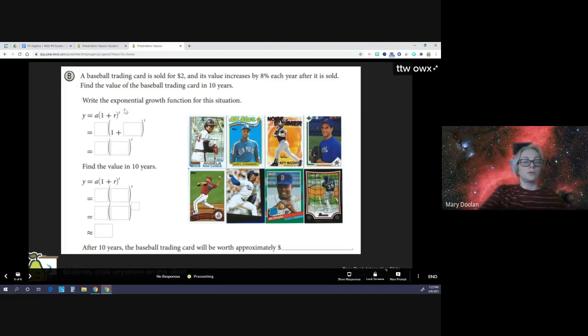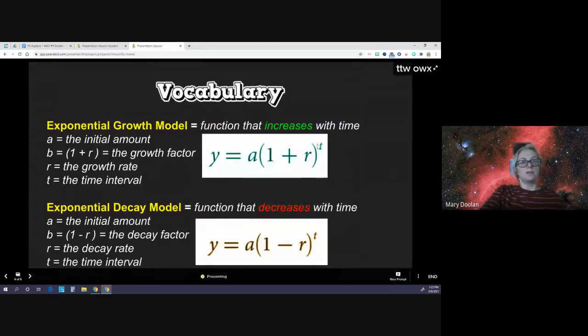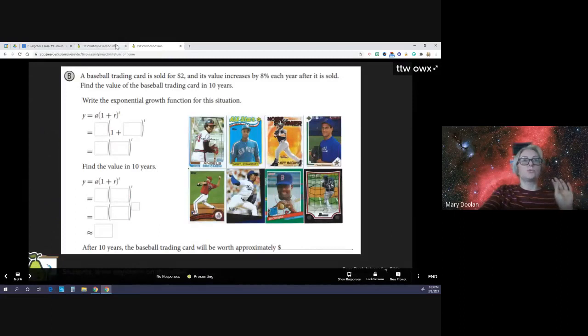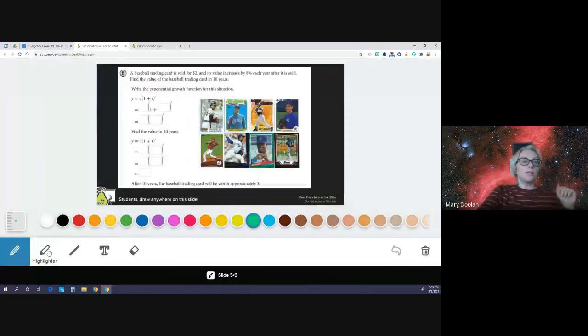The growth formula: y equals a times 1 plus r to the t power. This is exactly what we had right here. And so we're just going to plug in the values. A is the initial amount. I'm going to use the underlining tool here. The highlighter tool doesn't really work that well. I don't feel like it kind of covers things up. So I'm just going to underline stuff. Our initial amount is the amount that it's selling for at first. That's our A.